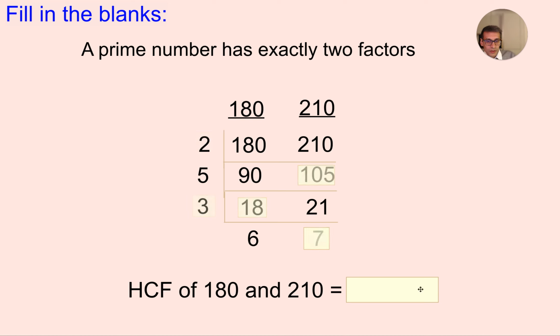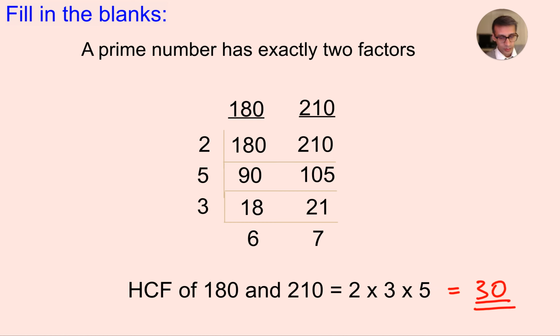Alright, so here come the answers. These are the answers that you should have got. And then 2 times 3 times 5 is going to equal 30. Sorry, 60. 2 times 3 is 6. 6 times 5, no, that is 30. Okay, so the highest common factor of these two numbers is 30.